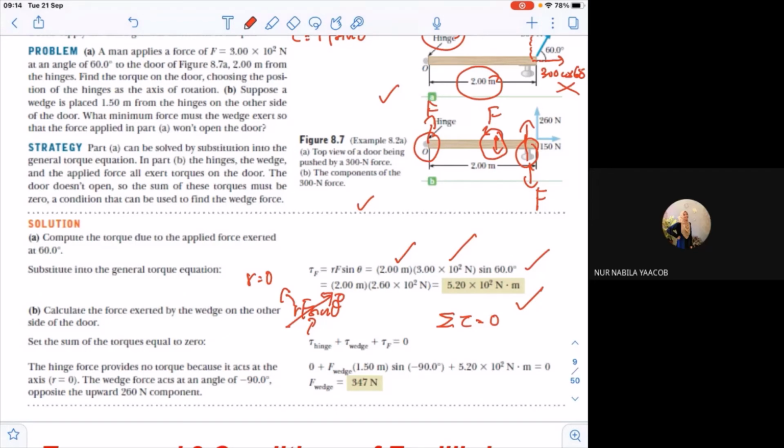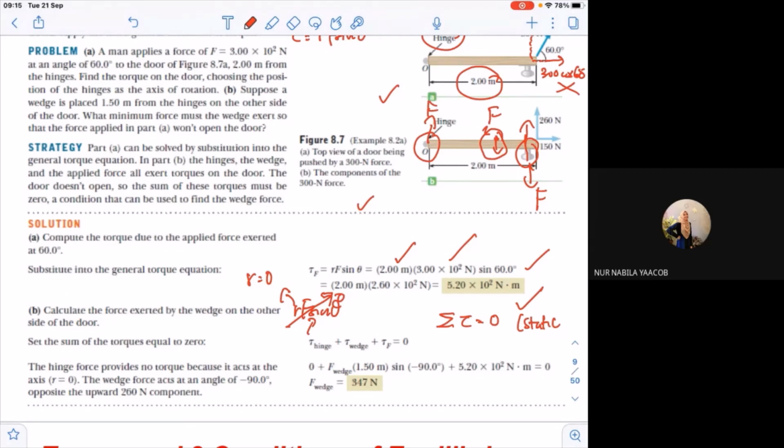So what is summation? That means the sum of all torques. All the torques that are there, their sum is equal to zero. That means it is in static equilibrium. How do I know this is static equilibrium? Because the door is not moving. You cannot open the door because of the wedge you put at the back of the door. If he tries to push or pull the door, it cannot be opened due to that wedge.